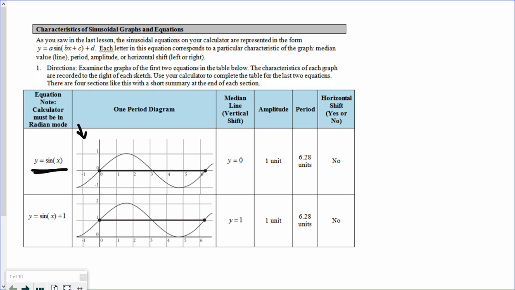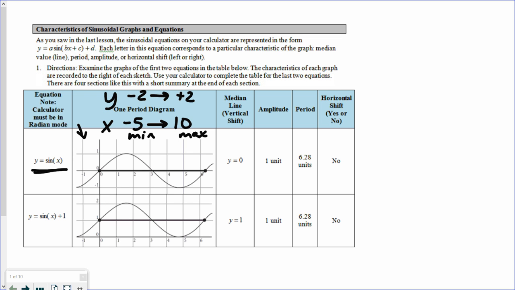As far as your window settings, probably your x values between, I don't know, -5 and +10, so your minimum and max. And then your y values, in this case, you could probably go between -2 and +2 for your minimum and your maximum. Just get your window settings.